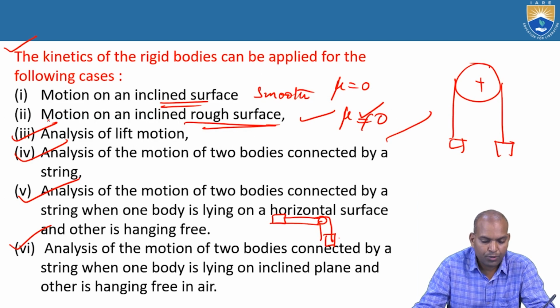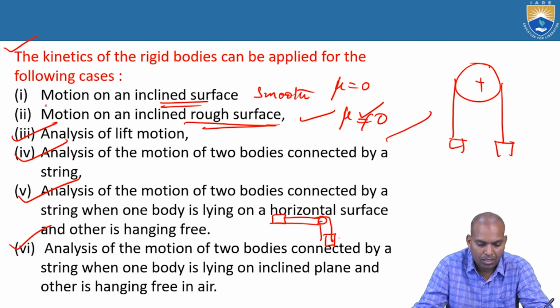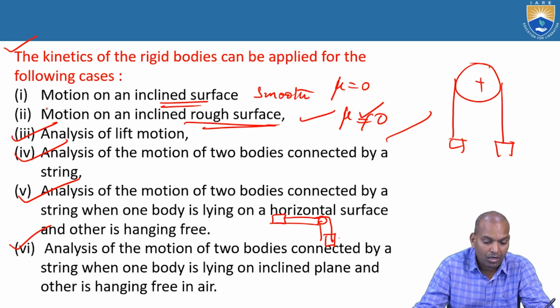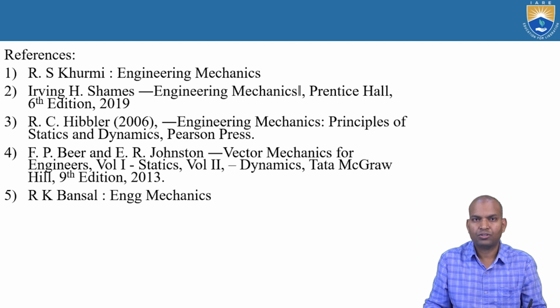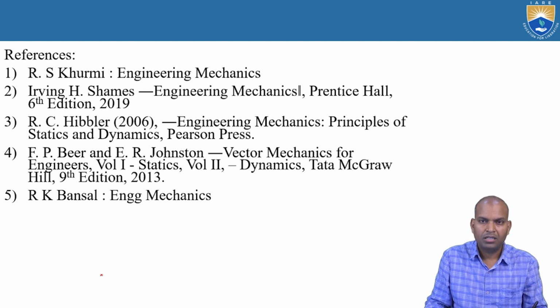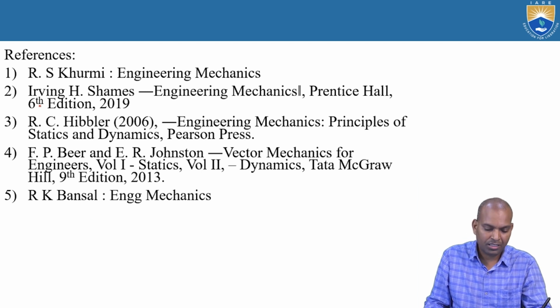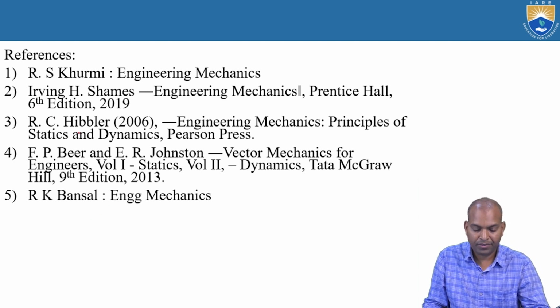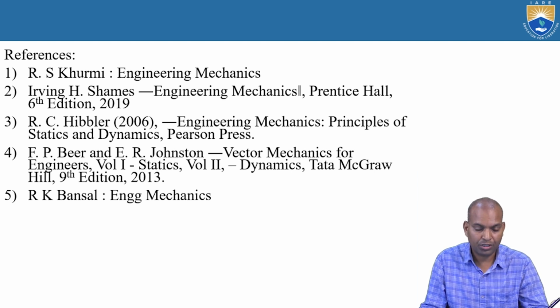Now, in more detail, we'll study the equations of motion of a smooth inclined surface, a rough inclined surface, and the analysis of lift motion in the next sessions. The references followed here are Beer and Johnston, Irving Shames, Meriam, Hibbeler and R.K. Bansal. They are all related to engineering mechanics. We took these as references for the complete session of this lecture on kinetics of rigid bodies.